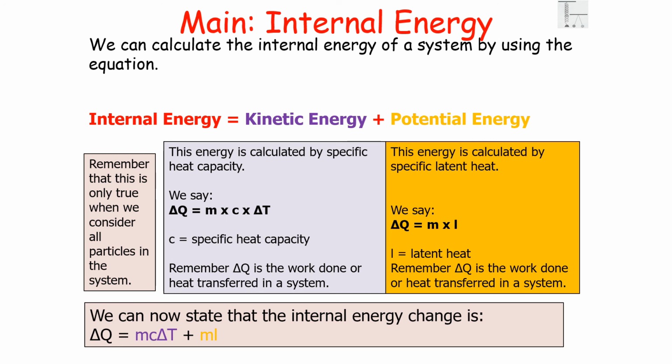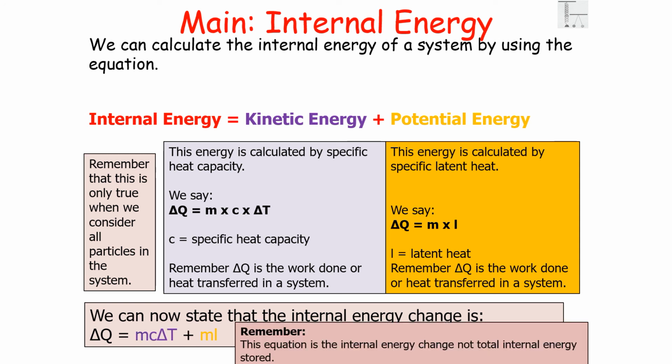And we can calculate the change in the potential energy store by saying delta Q is equal to m times L, where L is the latent heat. So we can therefore say the overall change in the internal energy is delta Q is equal to mc delta T plus mL, because you have your change in your kinetic energy store and you have your change in your potential energy store. Now because m is a common factor in both terms, we can factorize out m in the equation. So we can therefore say delta Q is equal to m times c delta T plus L. So as a result, we can therefore work out mass quite easily.